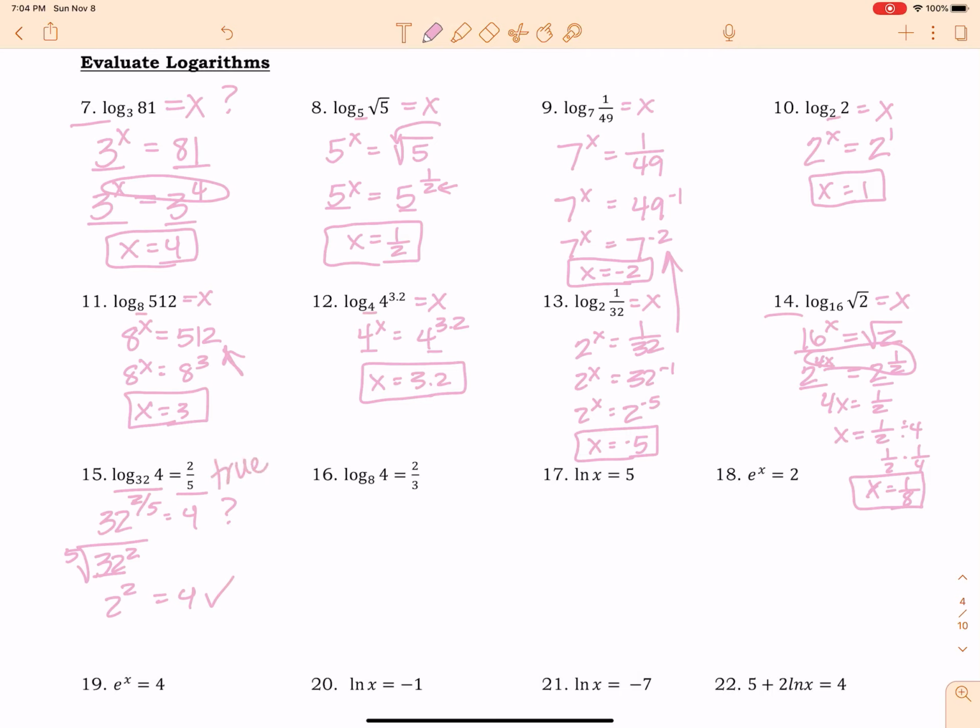Let's see if this one is. I've got 8 to the 2/3 equals 4. This means the cube root of 8 squared. The cube root of 8 is 2. 2 squared, guess what? It's 4. This is a true statement.